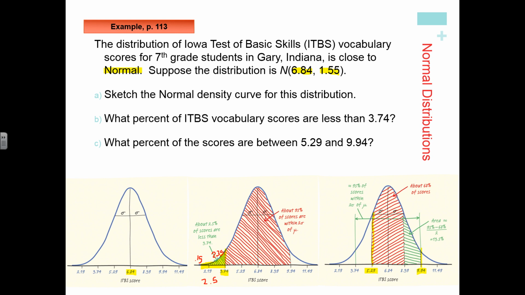All right. So again, that's one way of doing it. I just simply took what I already knew. I knew this was 34. I knew this was 34. I knew this was 13.5. And I added them all up together.